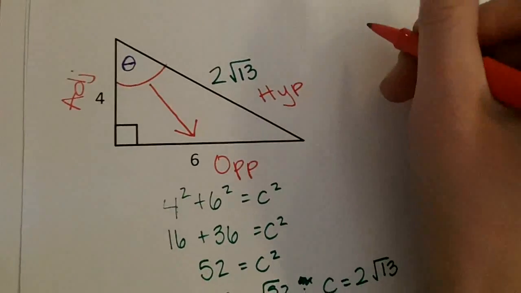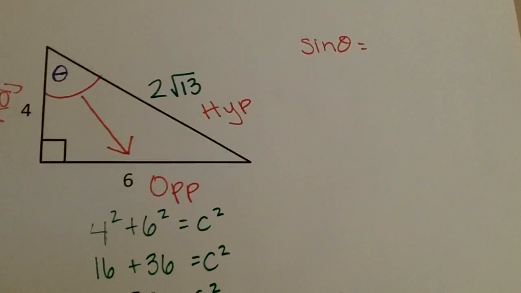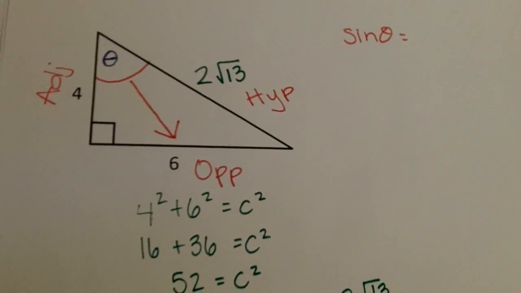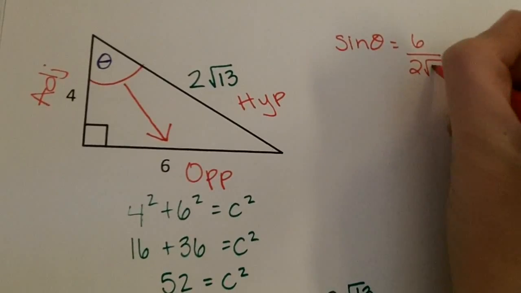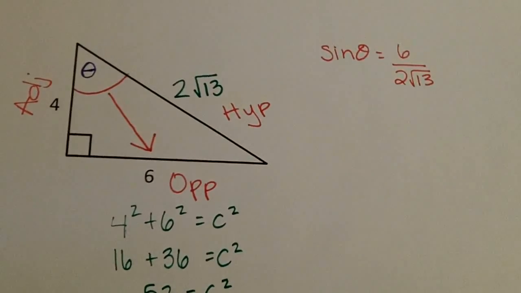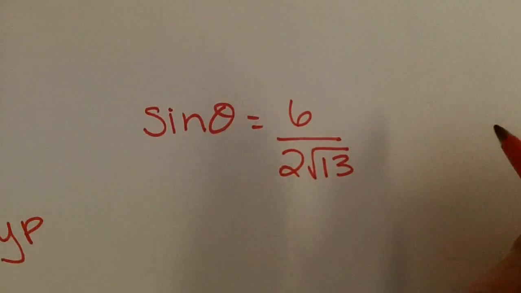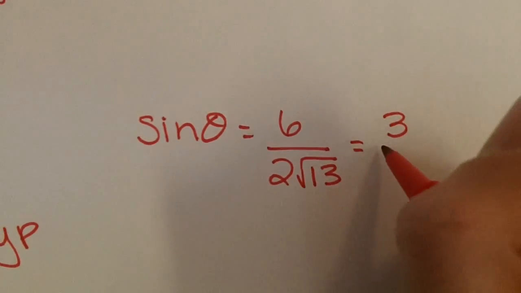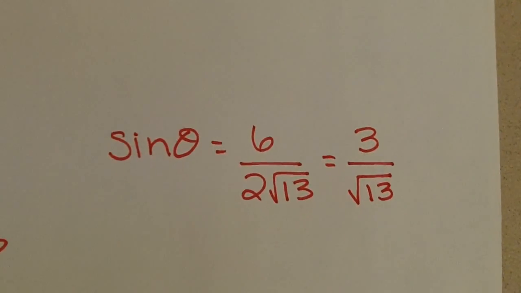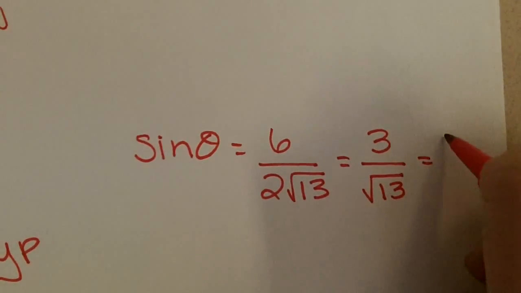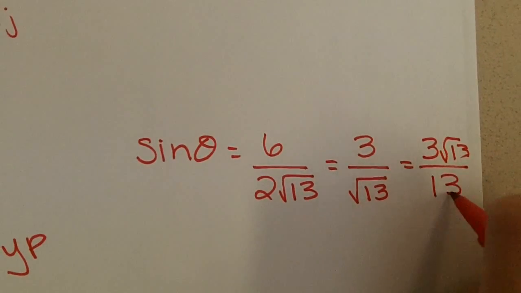So now we're going to do the sine of theta is the opposite over the hypotenuse. So it's going to be 6 divided by 2 times the square root of 13. We can reduce 6 over 2, making it 3 over the square root of 13. And then after we rationalize the denominator, it's 3 square root of 13 over 13.